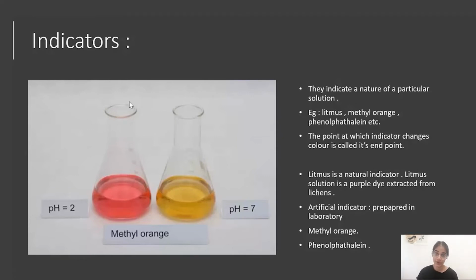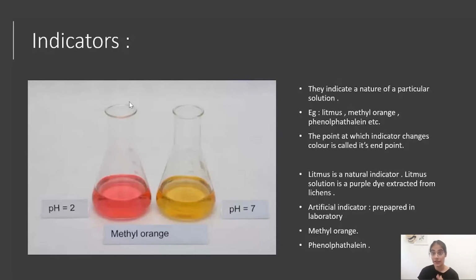We have artificial indicators also, as I just told you, those that are prepared in laboratories. The most common ones are methyl orange and phenolphthalein. Methyl orange, if dropped in an acidic solution, will turn red or pinkish in color, and will turn yellowish or orangish in a basic medium.